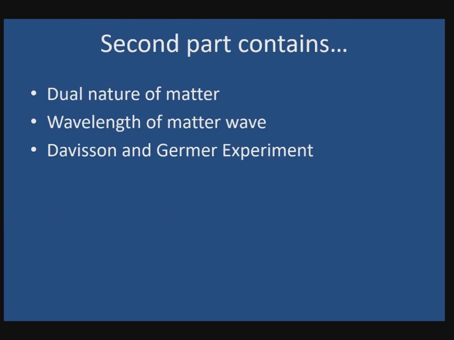In the second part of this module, we will be talking about the dual nature of matter, which was proposed by de Broglie, and the wavelength of matter wave. This was basically a qualitative theory given by de Broglie, and experimental support was given by various scientists like Davisson and Germer and Thomson. So that we will be talking about.